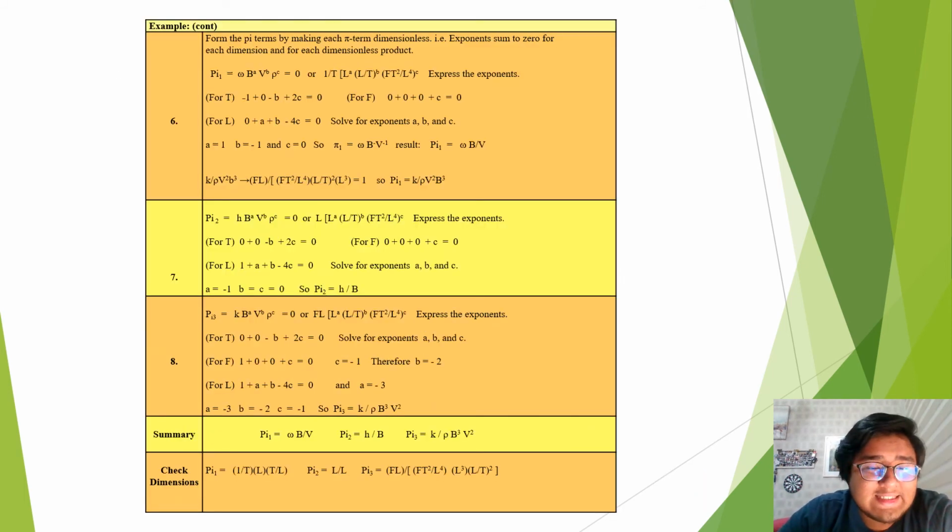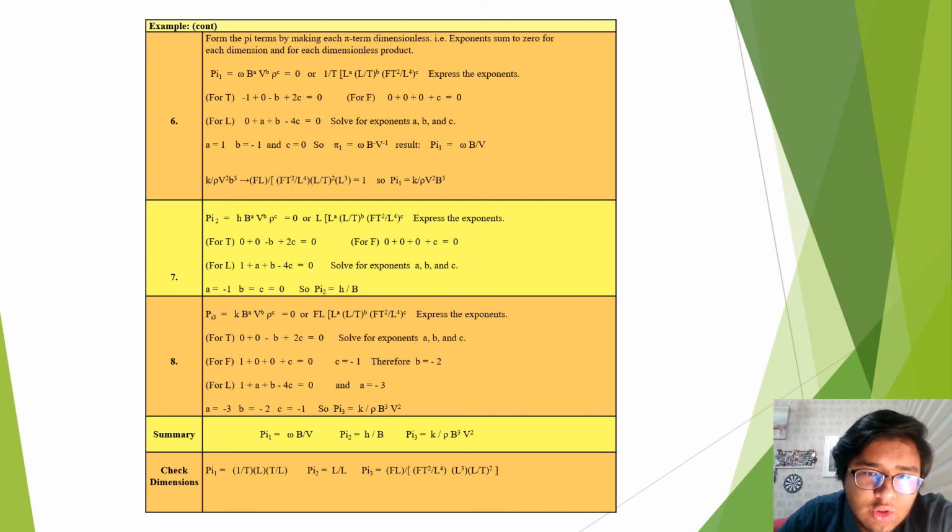So next, the sixth step is to form the pi terms by making each pi term dimensionless. So the exponents sum to 0 for each dimension and for each dimensionless product. So we have to find the sum of the exponents, and the sum of the exponents has to equal 0. So we can see for the first pi, frequency times width times velocity times rho.